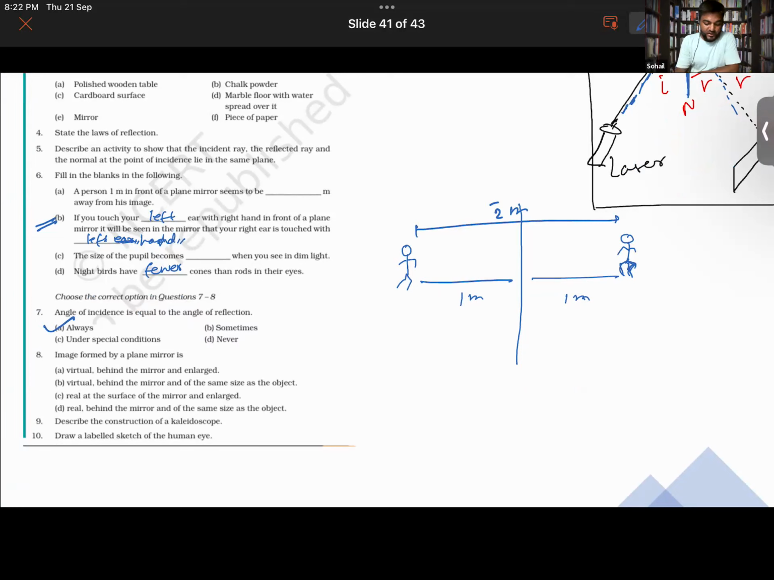Question number 8. Image formed by a plane mirror is, what is the nature of the image formed by a plane mirror? Virtual behind the mirror, and the second one, B. Virtual, same size, erect, and behind the mirror. Behind the mirror. So that is the second one, right? Yes, sir.